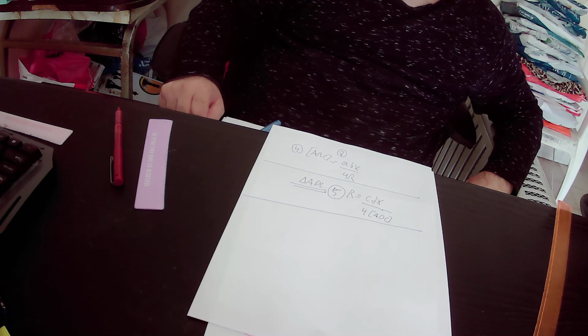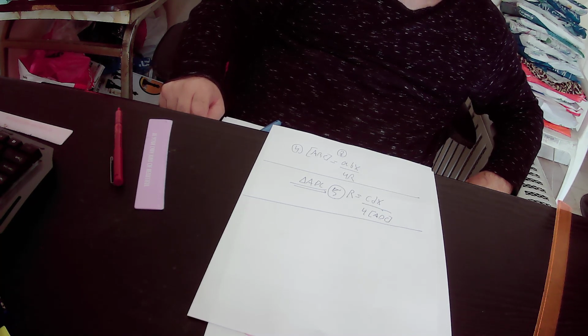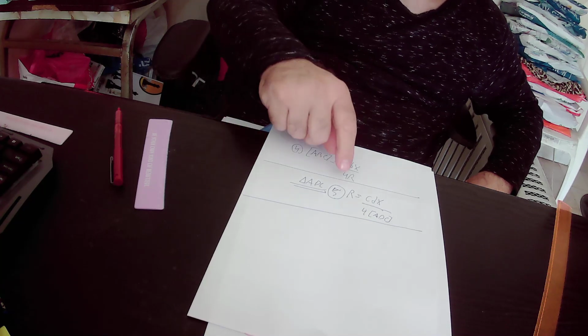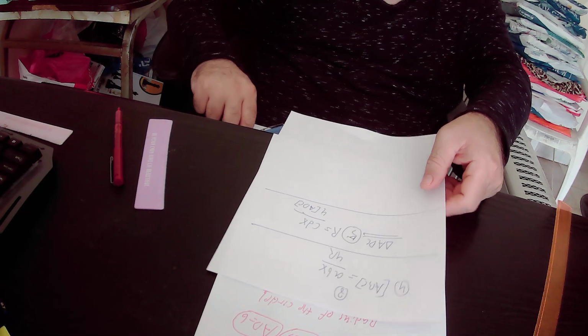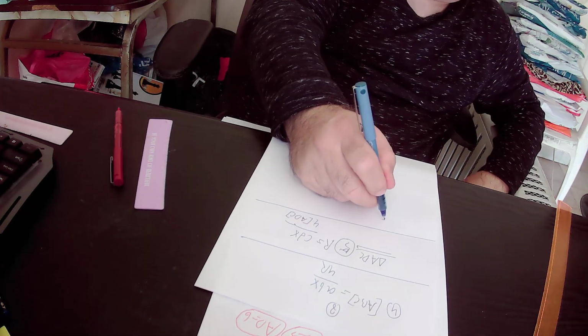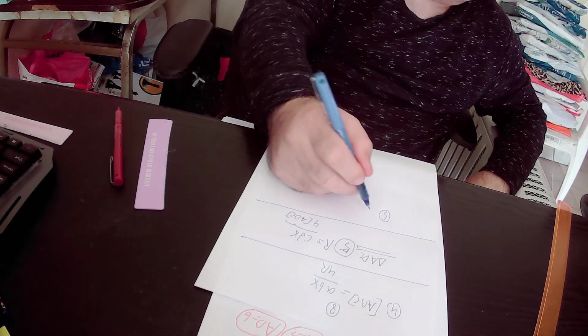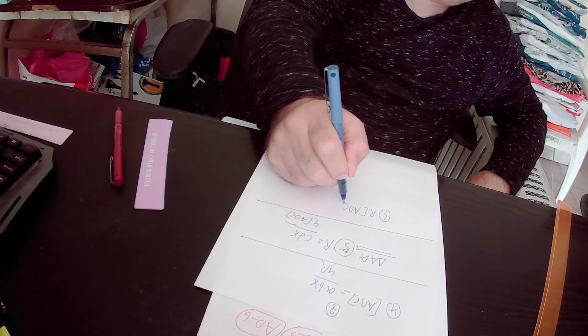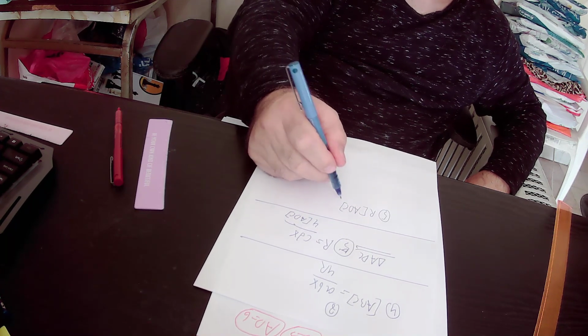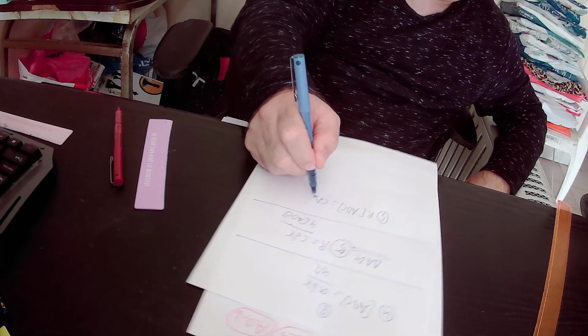Here we multiply equation number 5 by the area of triangle ADC, and we will get that r times the area of triangle ADC equals CDX over 4.